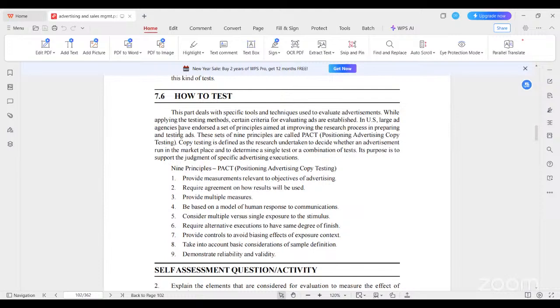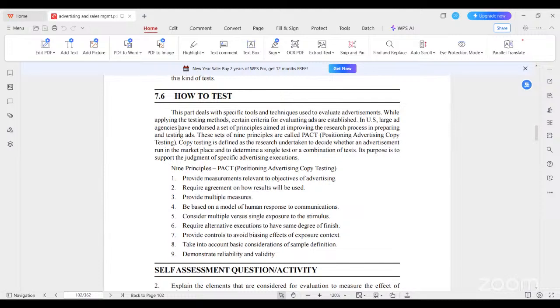They provide multiple measures based on a model of human response to communications, and consider multiple versus single exposure to the stimulus, and require alternative executions to have the same degree of finish, and provide control to avoid biasing effects of the exposure context, and take into account various considerations of sample definition and demonstrate reliability and validity. Okay. These are the things we have to test.